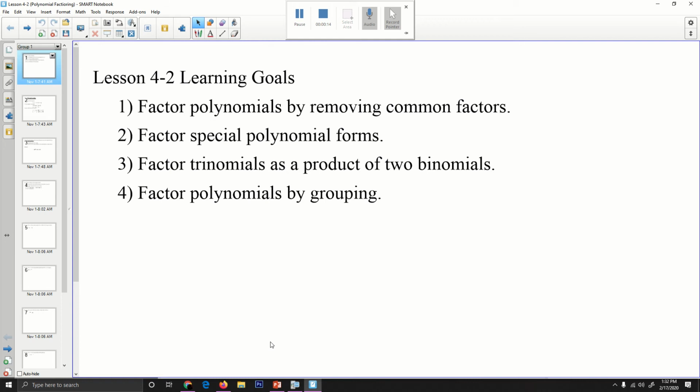Today we're going to factor polynomials by removing common factors. We're going to factor special polynomial forms. We're going to factor trinomials as a product of two binomials. And we're going to factor polynomials by grouping.